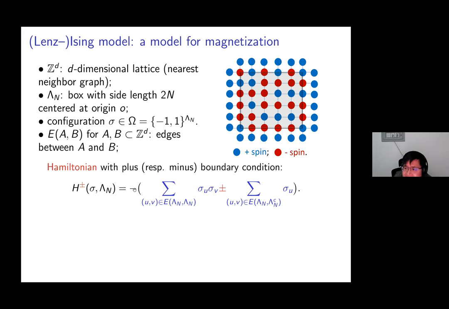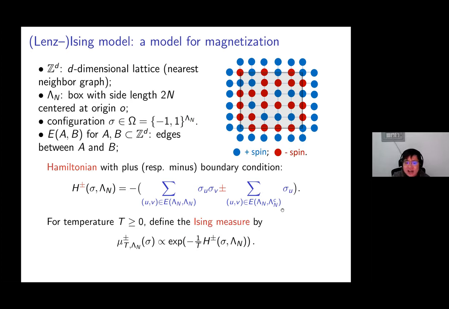You see here, there's a minus sign. The minus sign follows the physics convention. And then there are two terms, two blue terms in this display. The first term incorporates the spin interactions across neighboring pairs. And the second term incorporates the spin interactions with the boundary conditions. The plus minus in red corresponds to the plus minus boundary conditions we pose on the boundary.